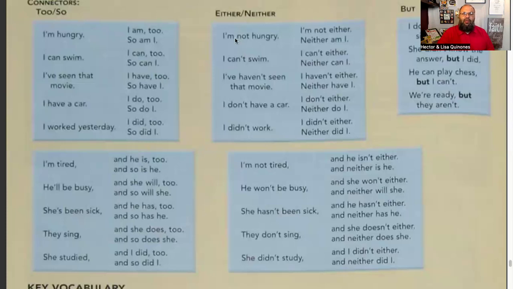Either and neither. I'm not hungry. I'm not either. Neither am I. I can't swim. I can't either. Neither can I. I haven't seen the movie. I haven't either. Neither have I.